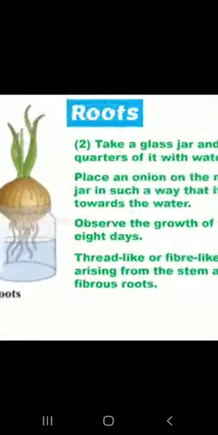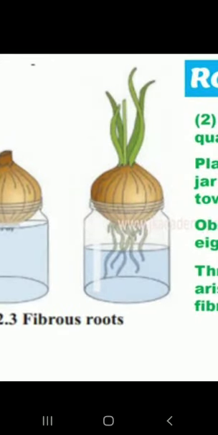Then the second type of root is the fibrous root. Take a glass jar and fill 3/4 of it with water. Place an onion on the mouth of the jar in such a way that its roots are towards the water. Observe the growth in the water for 8 days. You can see thread-like or fiber-like roots arising from the stem, and these are called fibrous roots. See, hair-like structures are growing from the onion. These are called fibrous roots.